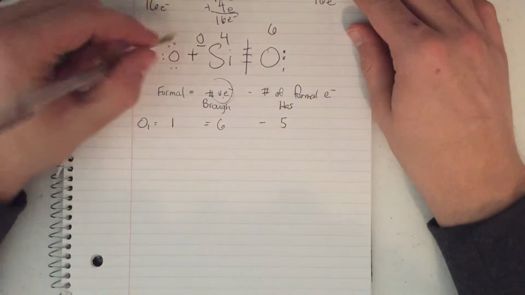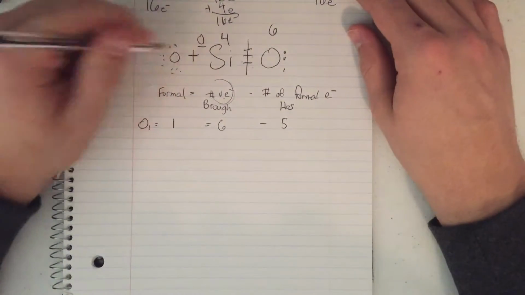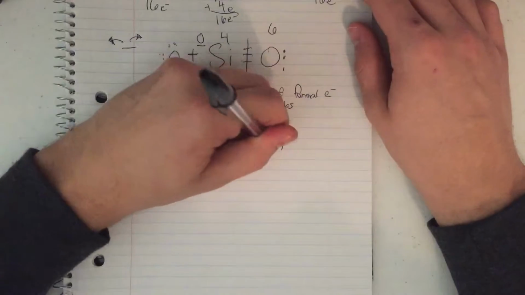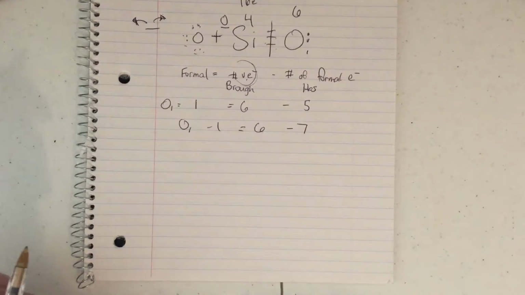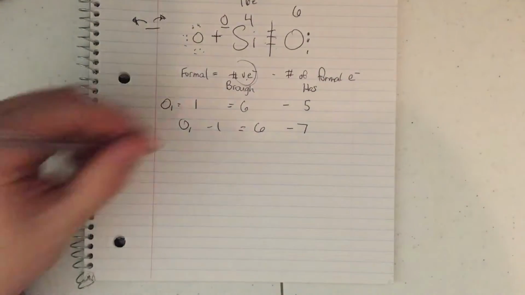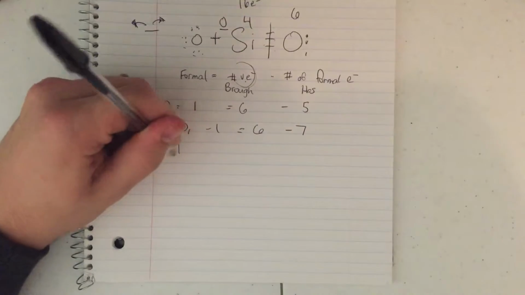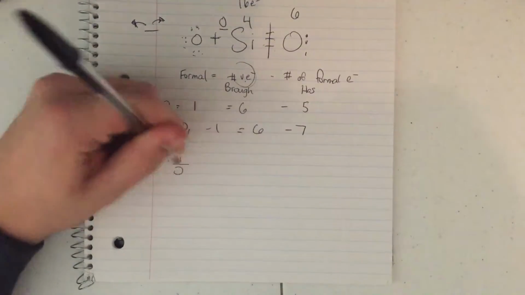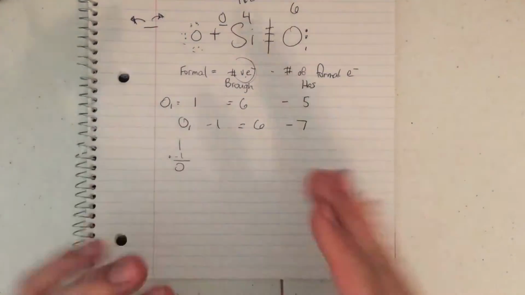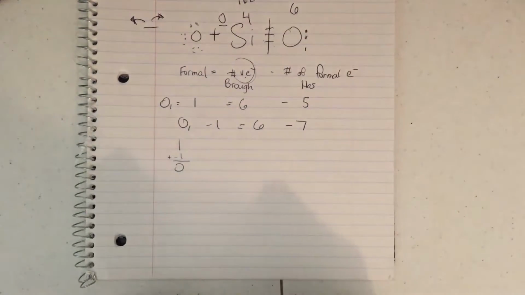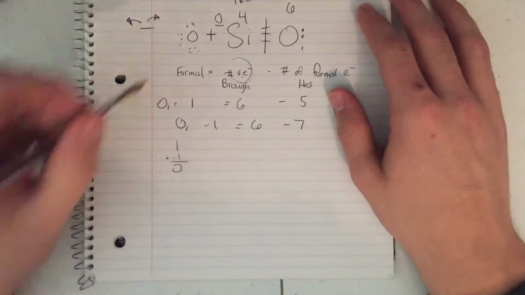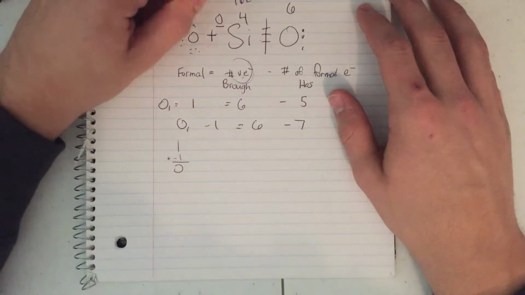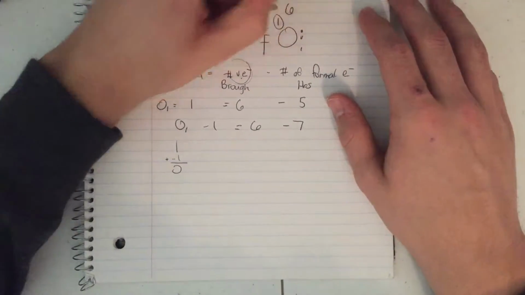But we look at this oxygen here, 1, 2, 3, 4, 5, 6, 7. So it would be 7 minus 6 equals negative 1. Okay, and so if we add all those together, 1 plus negative 1 equals 0. So the sum of the formal charges equals the charge on the particle, which is why this one's 0. But as we can see, this one has a negative 1 formal charge. This one has a 1 formal charge.